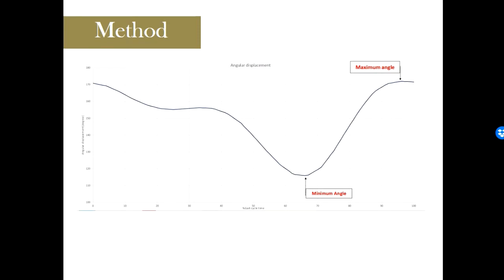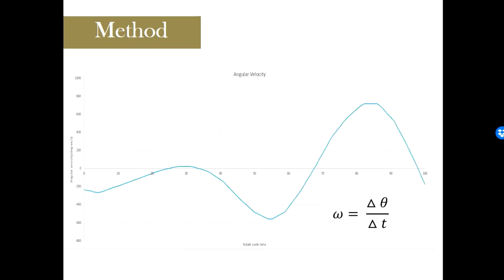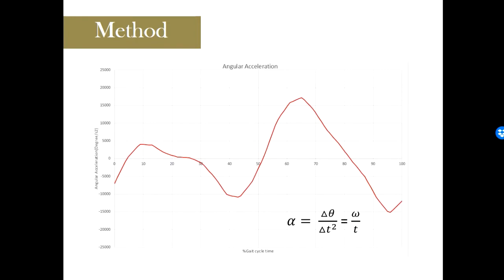As you can see, this is the maximum angle, which is maximum joint extension, and this is the minimum angle, which is maximum joint flexion. The difference between maximum angle and minimum angle is called range of motion. Then, we used the angle from the previous slide to calculate angular velocity and plotted as shown. Then we used angular velocity from the previous slide to calculate angular acceleration and plotted as shown.